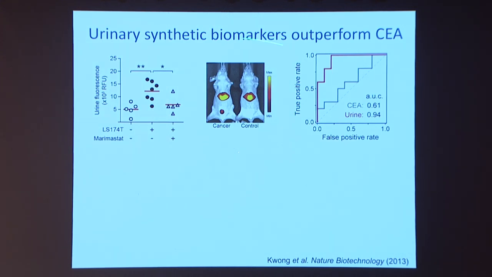So that's all well and good. This is the high secretor. But then the question might be, clinically, how good could your biomarker be at detecting the biomarker-low tumors? Because those are the ones that you'd really like to be able to use this technology on.